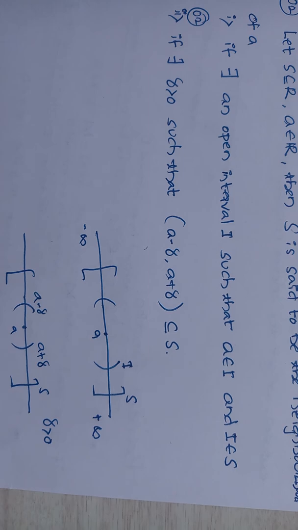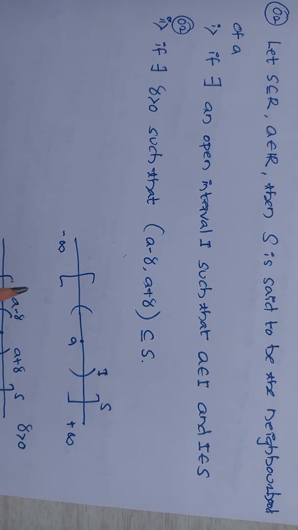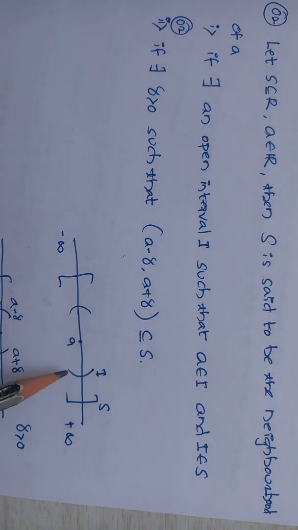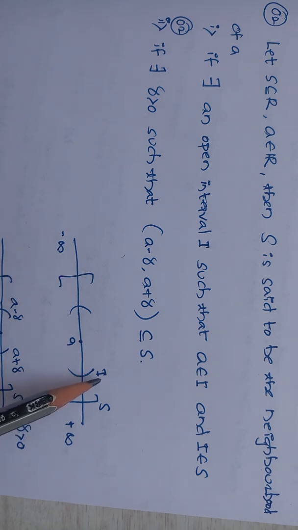So here I take a real line from minus infinity to infinity. Here A is a point and it belongs to I. So I draw an open interval I, with A belonging to I. Then I construct a closed interval S, and here I also belongs to S, because A is contained in I and S. So this belongs to I and this belongs to S. Then this satisfies the definition of a neighborhood of A.